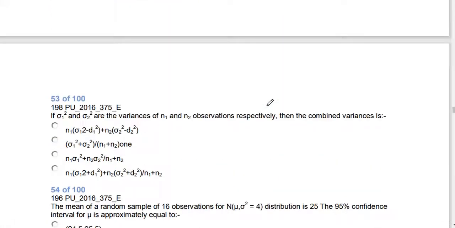You can refer to this question. Sigma 1, sigma 2 are the variances of n1, n2 observations respectively. Then the combined variance is n1 s1 square plus n2 s2 square, yeah this.